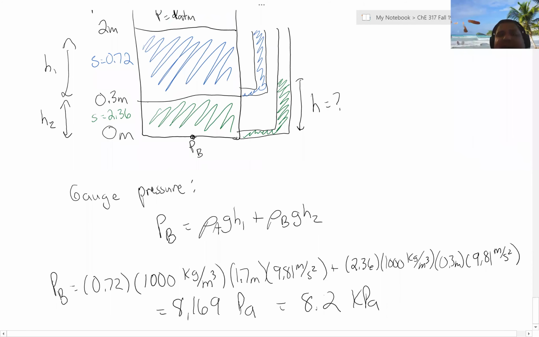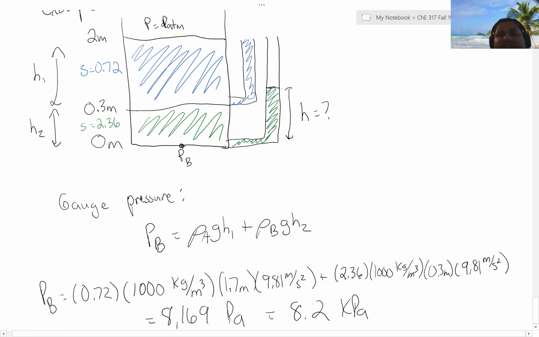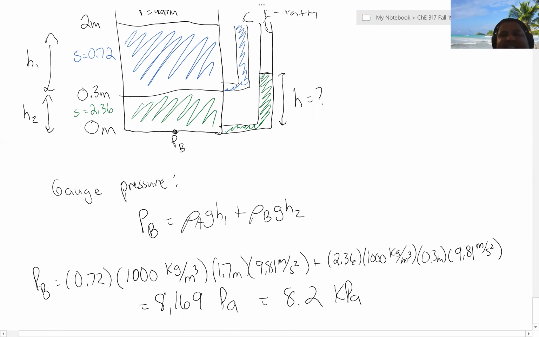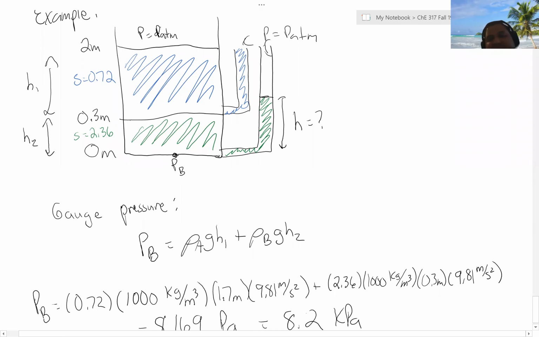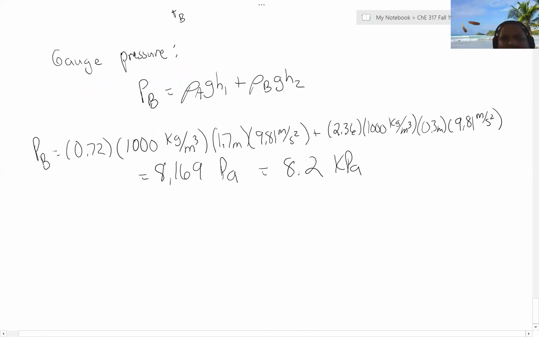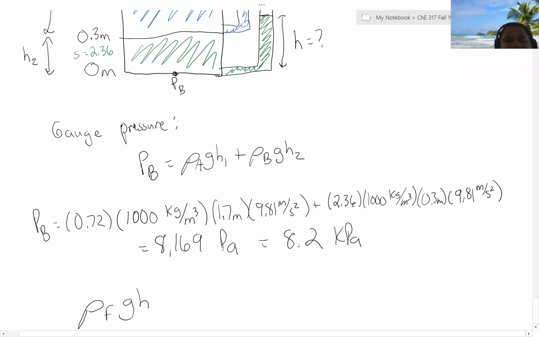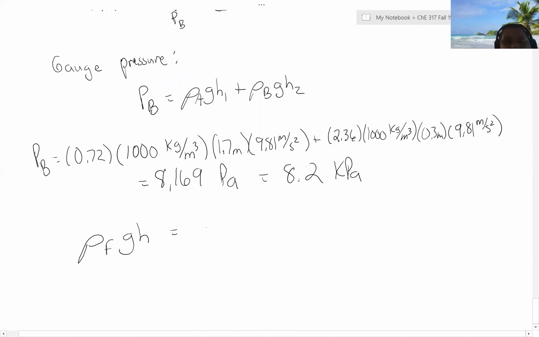So then the question is, well, what's the height for this top of the manometer? Well, if these manometers are both open to the atmosphere, then we have to have the same pressure difference over the height of the fluid in that column. Meaning the rho of the fluid there times gravity times the unknown height, which we'll just call h by itself, has to equal PB minus P atmosphere, since we're using gauge, is just this 8.2 kilopascals.